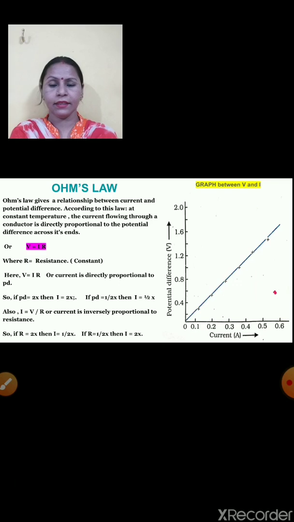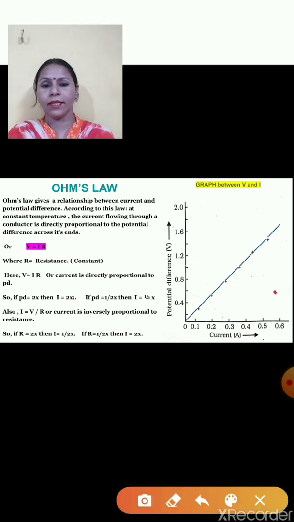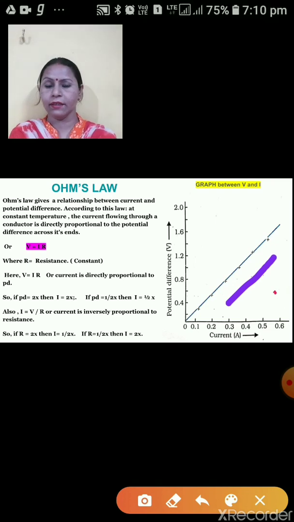You can see here in this figure, we have the y-axis which is denoting potential difference, and the x-axis is denoting electric current value. Now you can see the graph line, that is a straight line. So the graph between V and I is always a straight line.